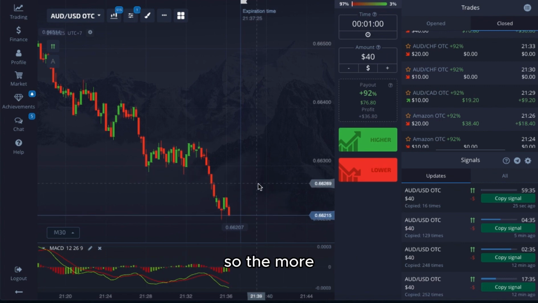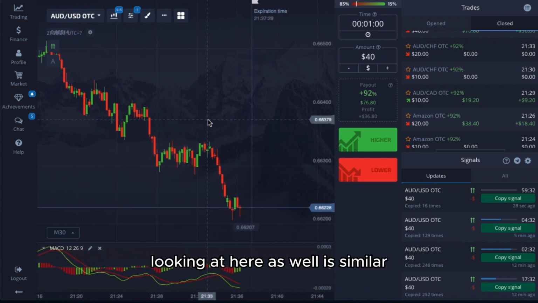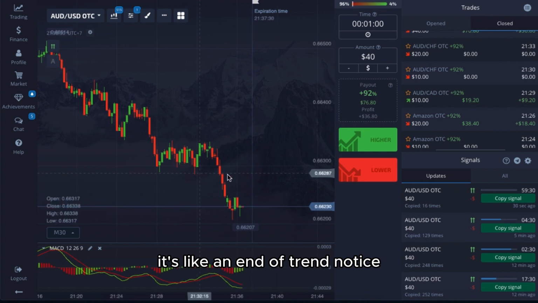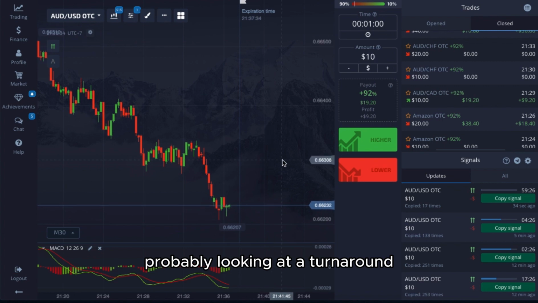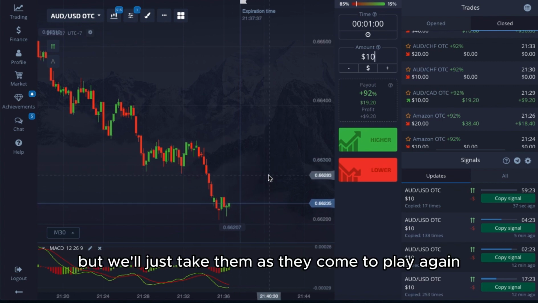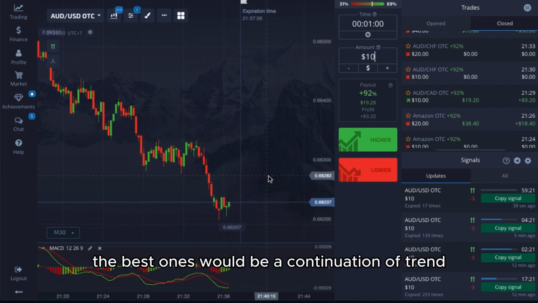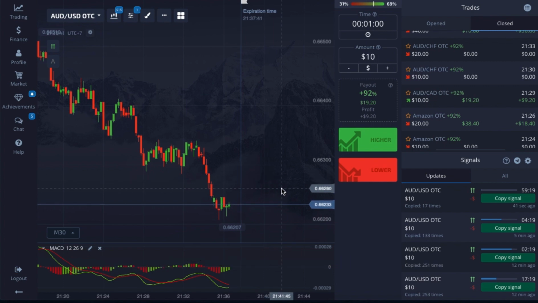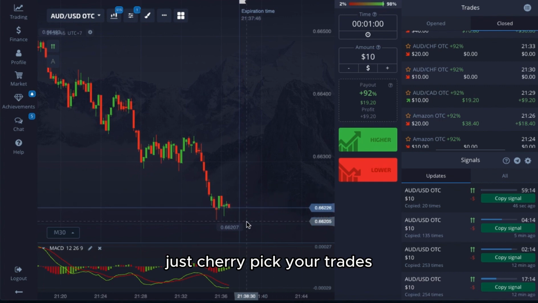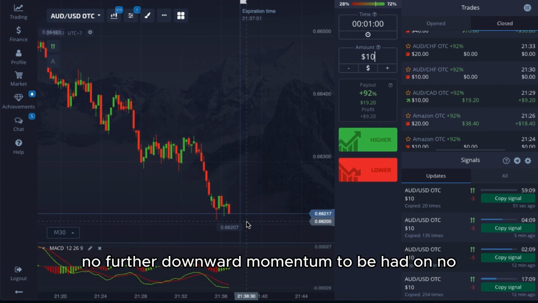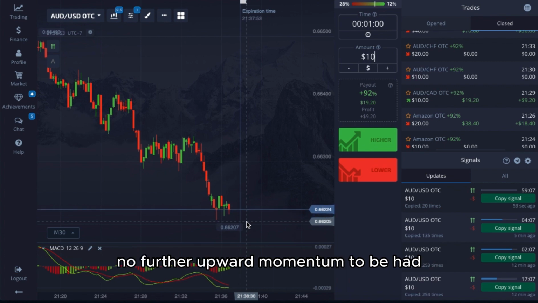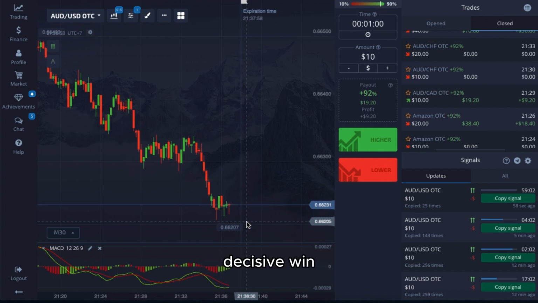So the one we're looking at here as well is similar. It's like an end of trend. Notice there's been a few waves already, and this one, we're probably looking at a turnaround. But we'll just take them as they come. Again, the best ones would be a continuation of trend, but at the same time, you just cherry pick your trades, pick them at the end of the movement, and when there's no further downward momentum to be had, or no further upward momentum to be had, then we can get a nice decisive win.